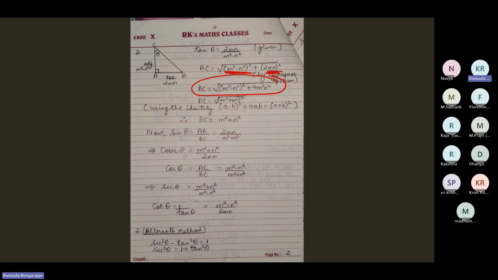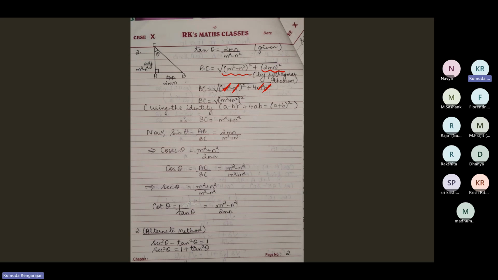This one is 4m square n square. Don't expand this. When you have something like (a plus b) the whole square or (a minus b) the whole square, do not expand. Work on this one. So you get 4m square n square. Now this is a, this is b. You can see a and b here.